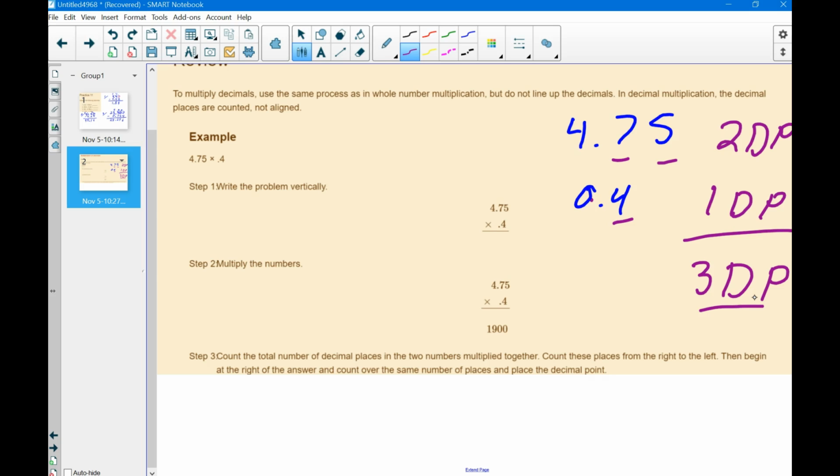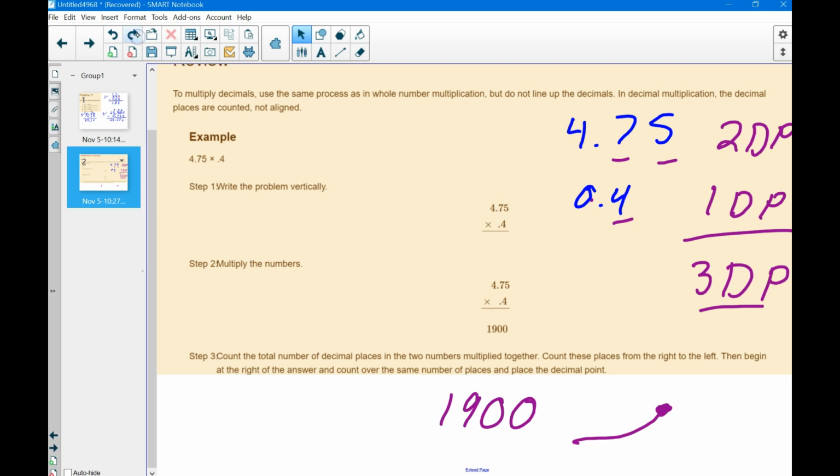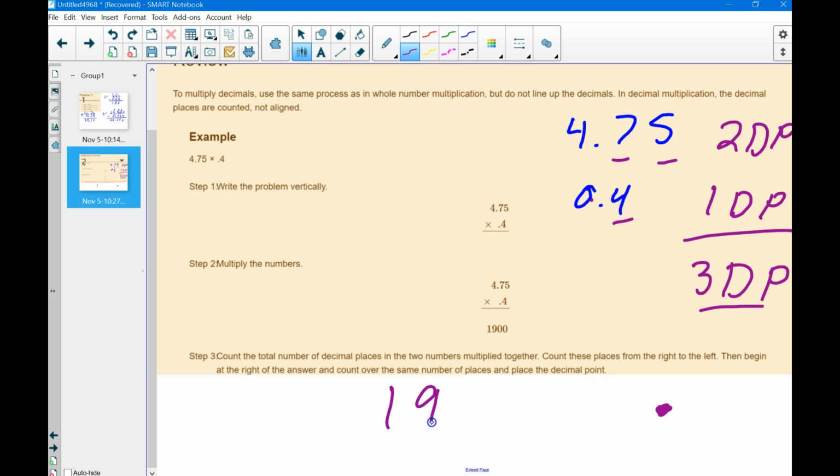Now how does that affect our answer? Because we get an answer like 1900. Looks like this. We have 19, I'm going to put a decimal here for a second. We have 1900. Decimals right. Oops, my bad. Try it again. 1900. So we have a decimal right here, behind there. We see the 3 decimal places.